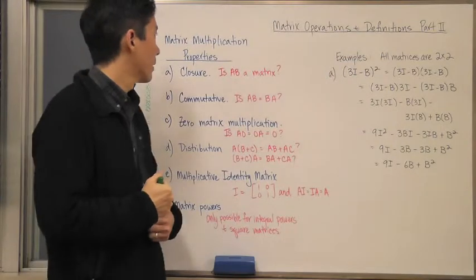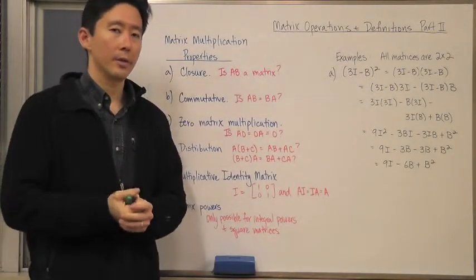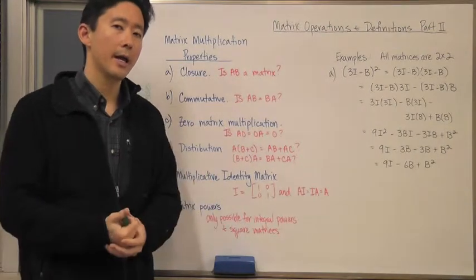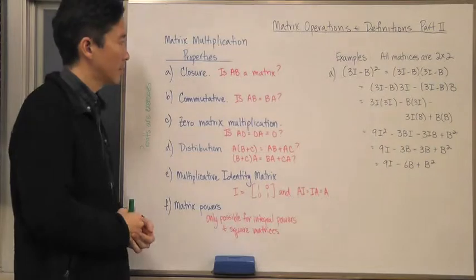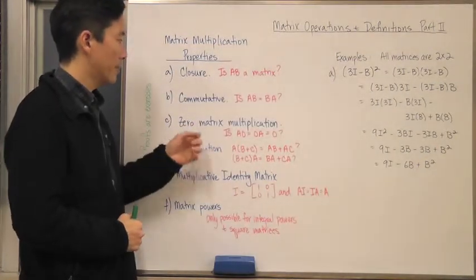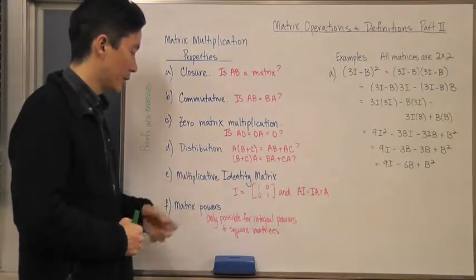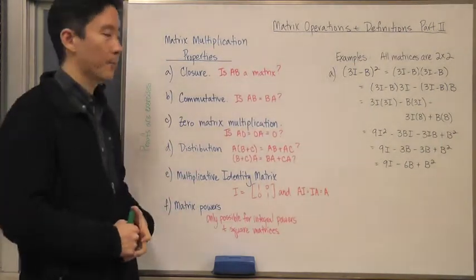Let's continue with matrix operations and definitions part 2, a continuation from the last lesson. What we're going to focus on is multiplication of matrices, and we're going to look at the properties that apply and some of those that don't apply. Now let's go through the properties themselves. We have closure, commutative property, zero matrix multiplication, distribution, the multiplicative identity matrix, as well as matrix powers.